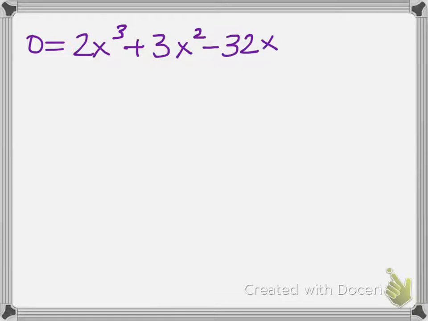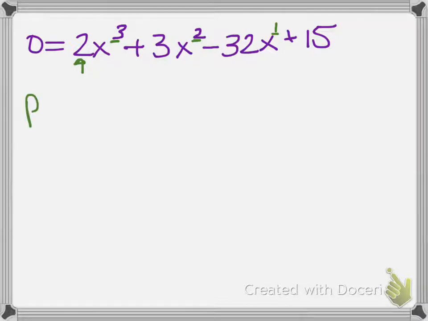Find all possible rational roots of 0 equals 2x to the third plus 3x squared minus 32x plus 15. So let me just write down the equation here. Okay, first of all, it's important to note that this is in general form, so we have our highest exponent first and then on its way down. So 3, 2, 1, and then with no exponent. So that's got to be that way so that our leading coefficient is the correct number.